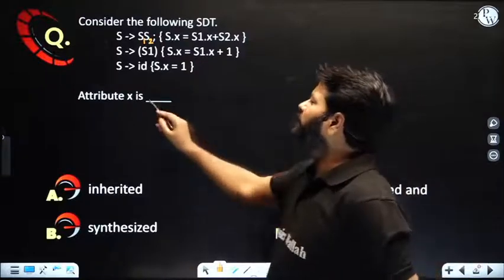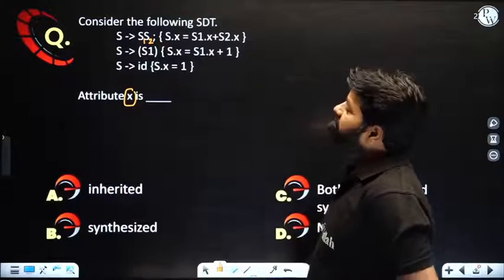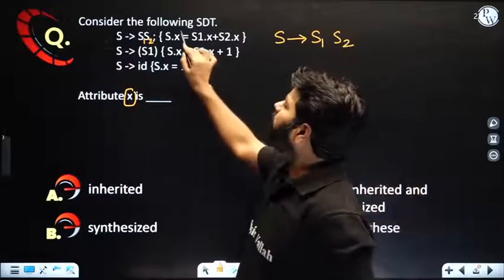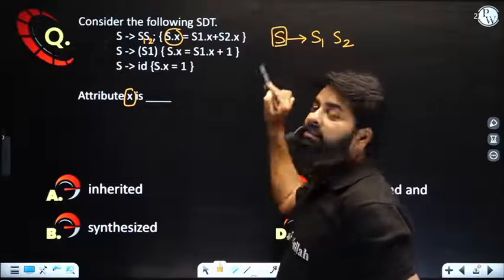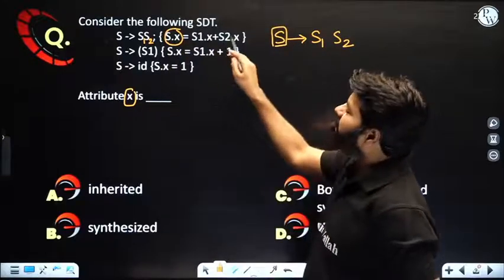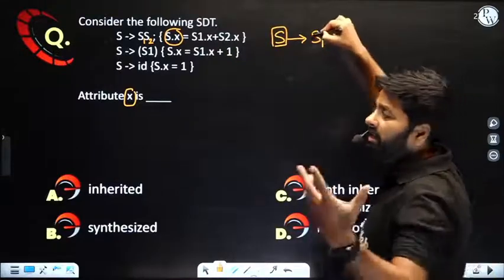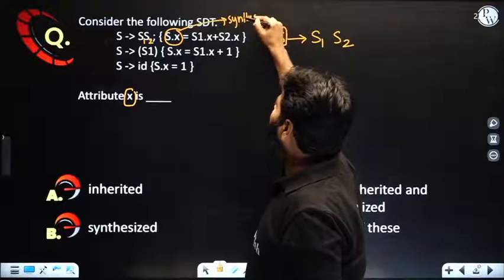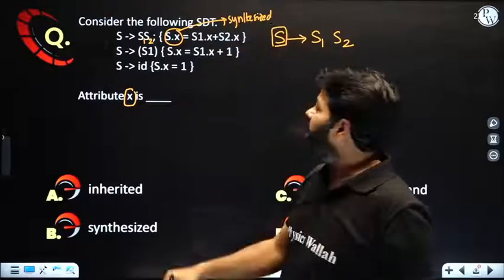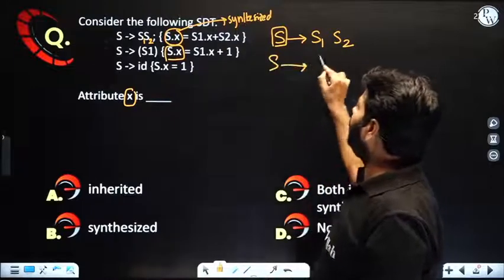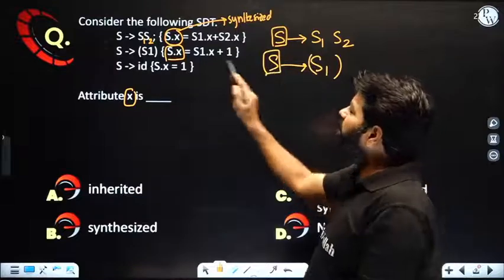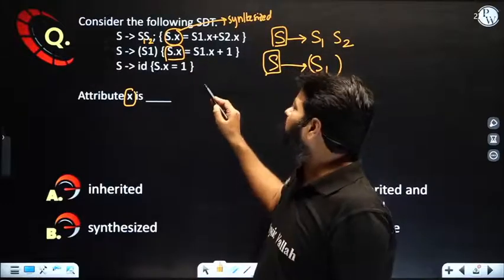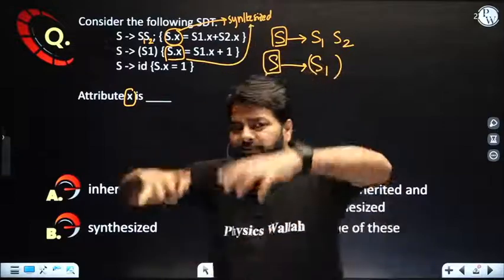Now, what is this attribute X? We are talking about attribute X. At every statement, you should understand. The first statement, S arrow S1 S2. Where are you trying to compute? At this place, means at this S. S.X you are computing by depending on its children, S1 and S2. So what we say, this is the synthesized concept. You are depending on children. And S arrow S1, again you compute at this place by depending on S1. S1 is the child of S. So by depending on its child only, plus 1, where 1 is a constant. Here also X is synthesized because it depends on its child.